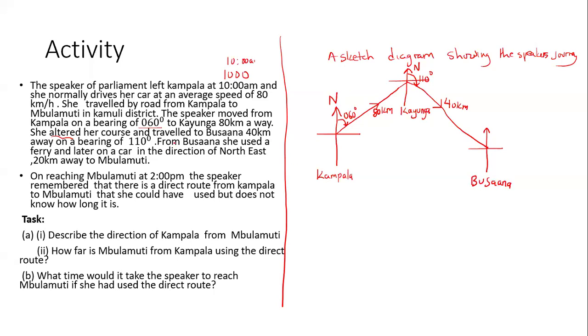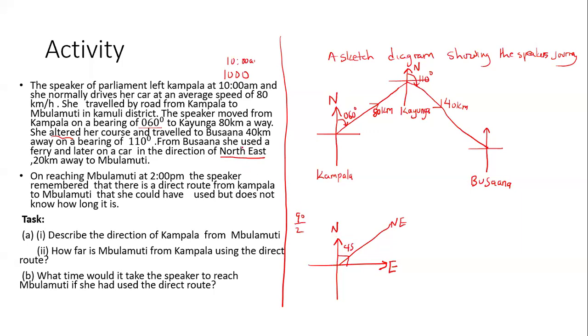Now, afterwards, they told us that from Busana, she used a ferry and later on a car in the direction of northeast. Now, northeast means that you must know your compass, because there they have not given the angle. This is north and this is where we have our east. So from north, you turn to the east. Northeast is between the north and the east, so it is in between here. Since this is 90 degrees, the northeast is divided into 2. So 90 divided by 2 is 45. So here you have 45.